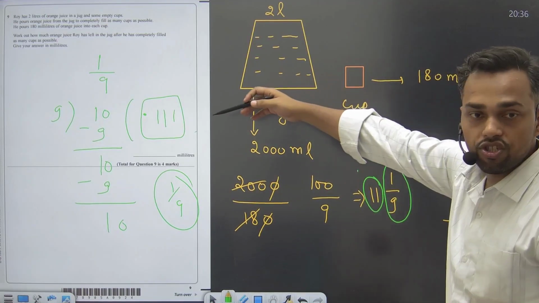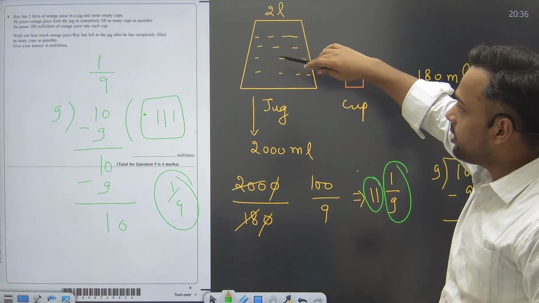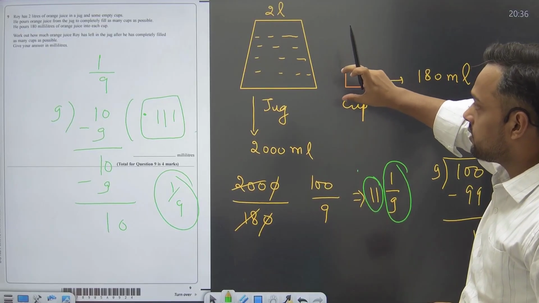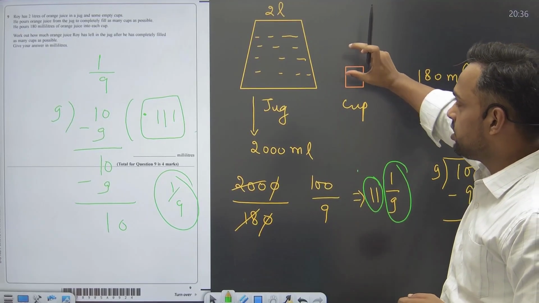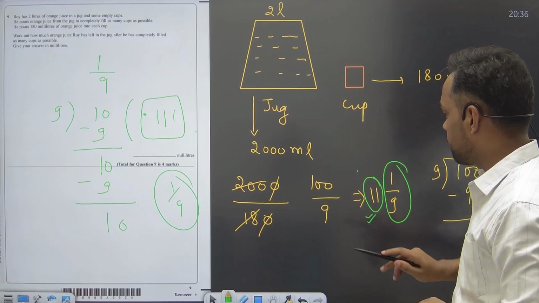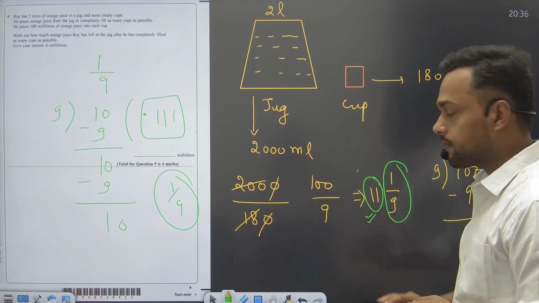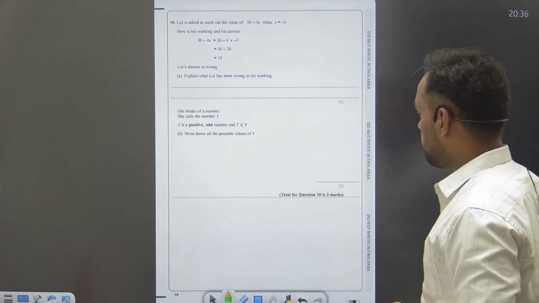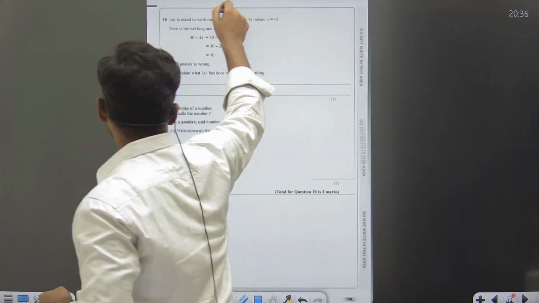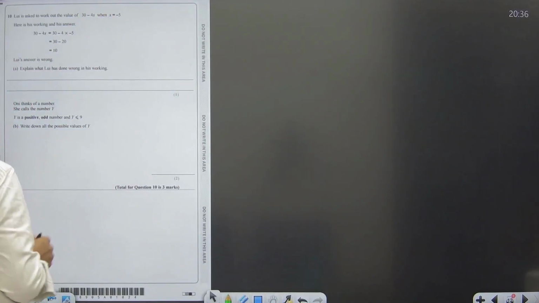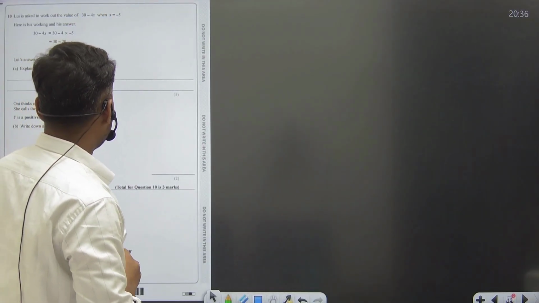And in this question, how many cups of orange juice can be taken out from the 2-liter jug? It will be 11. Okay, this is our solution. Now let's move to the next question: Louis is asked to work out the value of 30 minus negative 4x when x is negative 5.